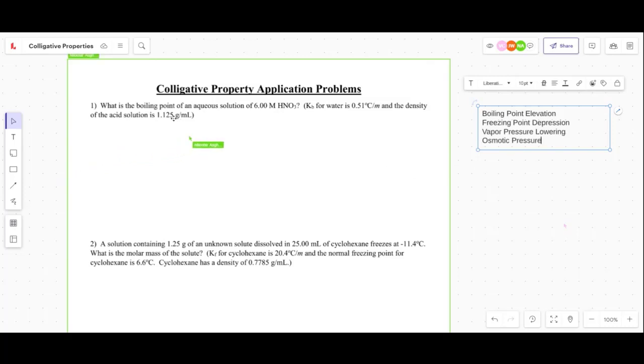So let's take, for example, this particular problem, number one. It says, what is the boiling point of an aqueous solution of 6.00 molar HNO3? That's 6 molar nitric acid. It gives the Kb for water as 0.51, and the density of the acid solution is 1.125 grams per milliliter.